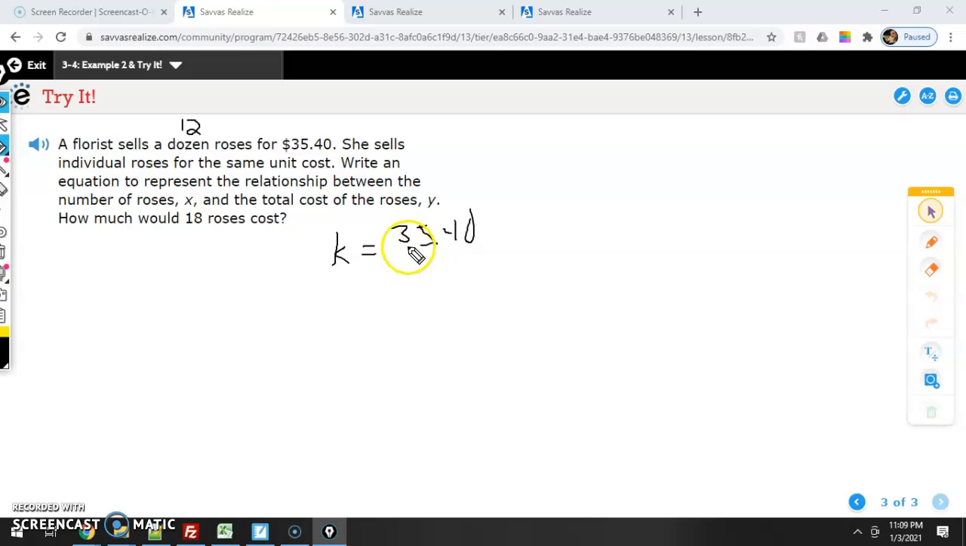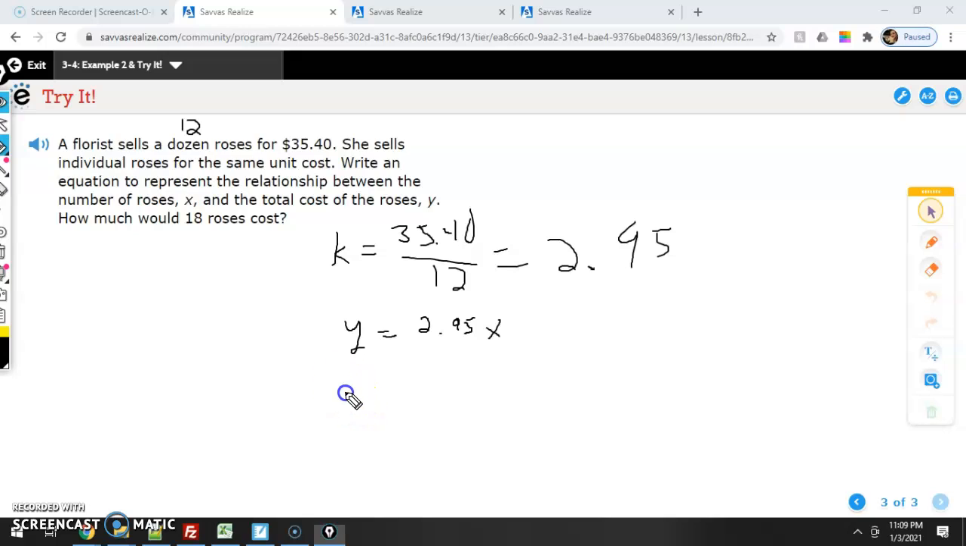Okay, so we can figure out K by taking the cost, which is $35.40, divided by 12, and then that's your K value. All right, and so we would get $2.95. Okay, and then with that we could write an equation to figure out the cost Y for X amount of roses. So you're basically taking how many roses you purchase and you multiply them by $2.95.